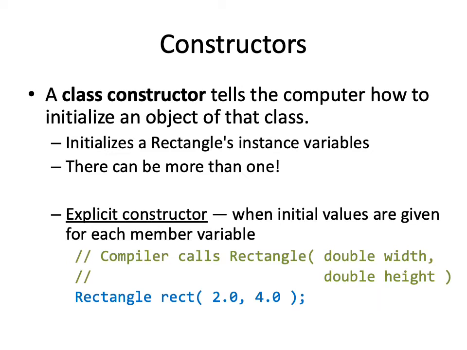So here, in this example, I'm declaring a rectangle called rect, and I'm giving it the values 2.0 and 4.0. Then the compiler is going to call a rectangle double width, double height. That's a function in the rectangle class. It's the explicit constructor function. And it's going to use the width that I give it, 2.0, and the height, 4.0, as the width and the height of my rectangle. So it's explicit because I'm explicitly specifying what each of those variables are, corresponding to each of the instance variables under the hood.